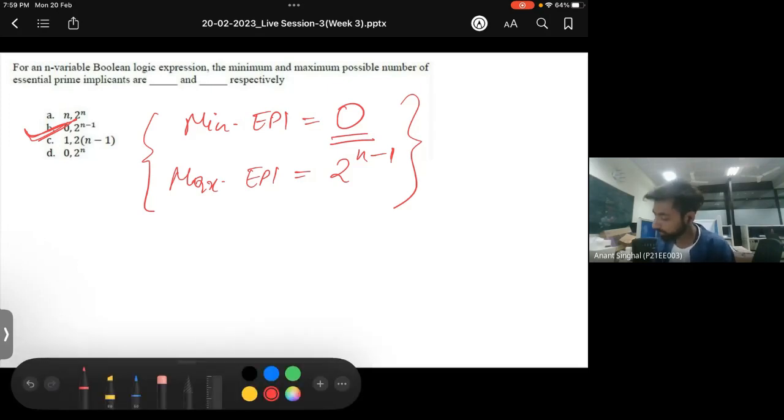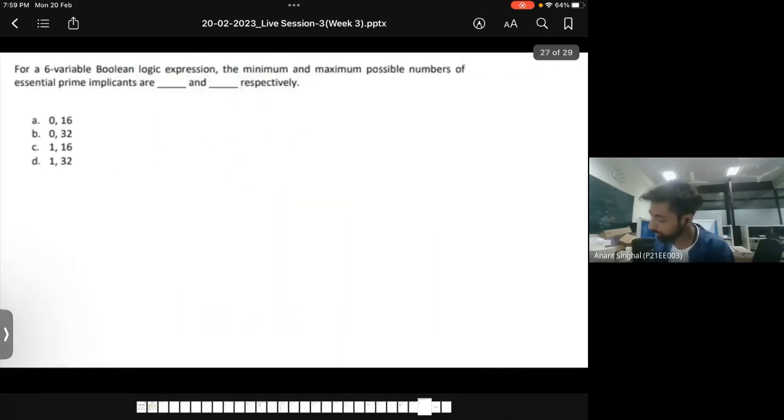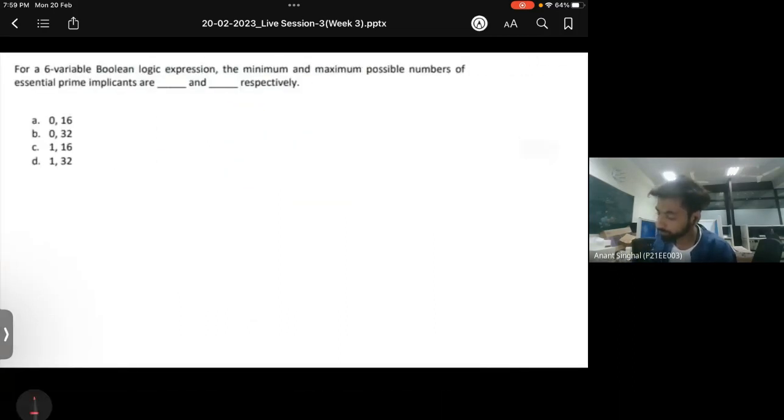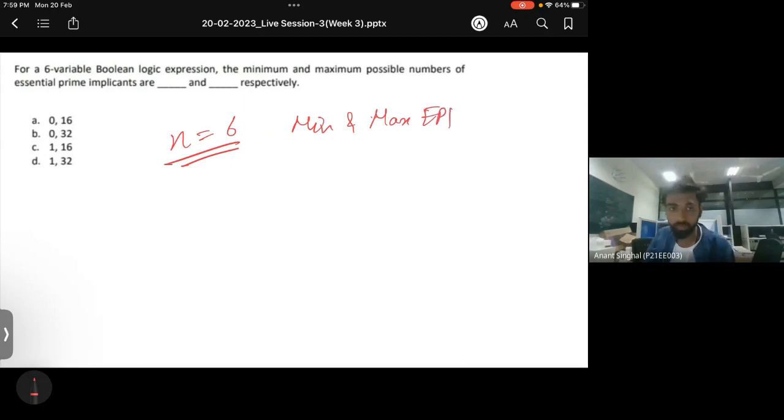On the basis of this, you can try to solve a simple question, which is this. It is asking for n equals 6. What will be the minimum and maximum EPI? Can you tell me fast? Anyone? So minimum will always be 0 and maximum will be 2 to the power 6 minus 1, which is 2 to the power 5, that is 32. So option B is the correct answer to this.